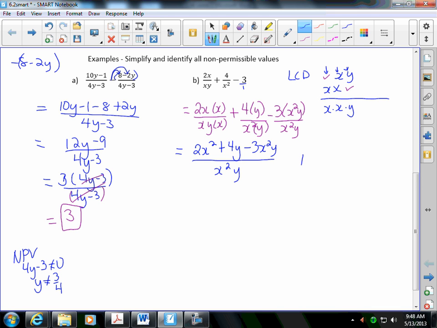So my restriction for this one, I have an x squared not equal to 0, which will just be x not equal to 0, and then y not equal to 0. So those are your restrictions. That is your answer.